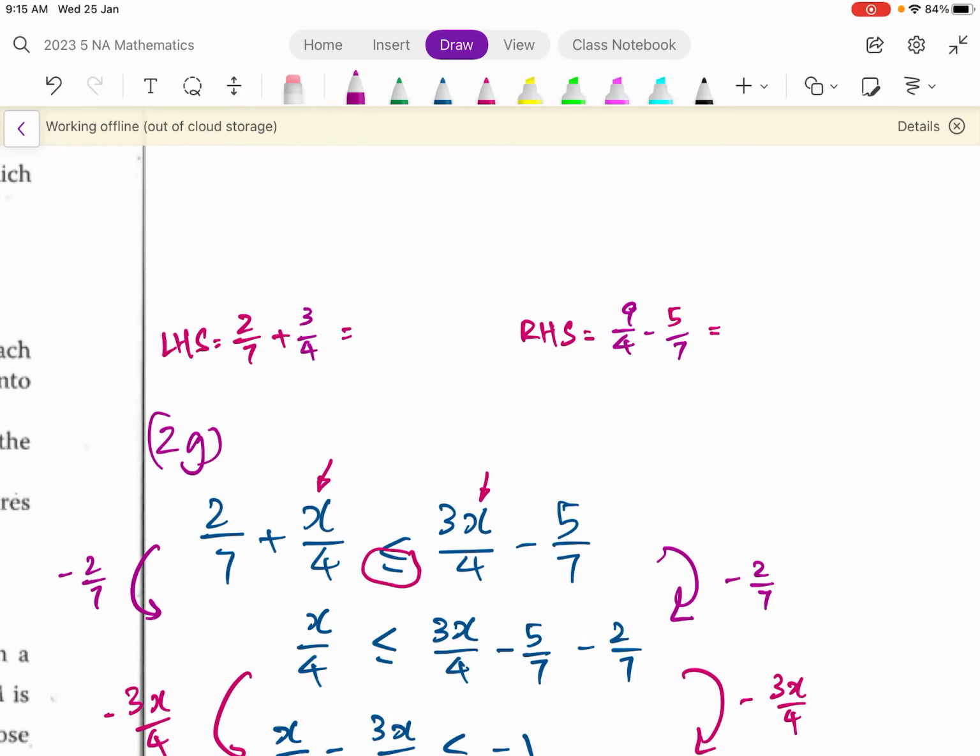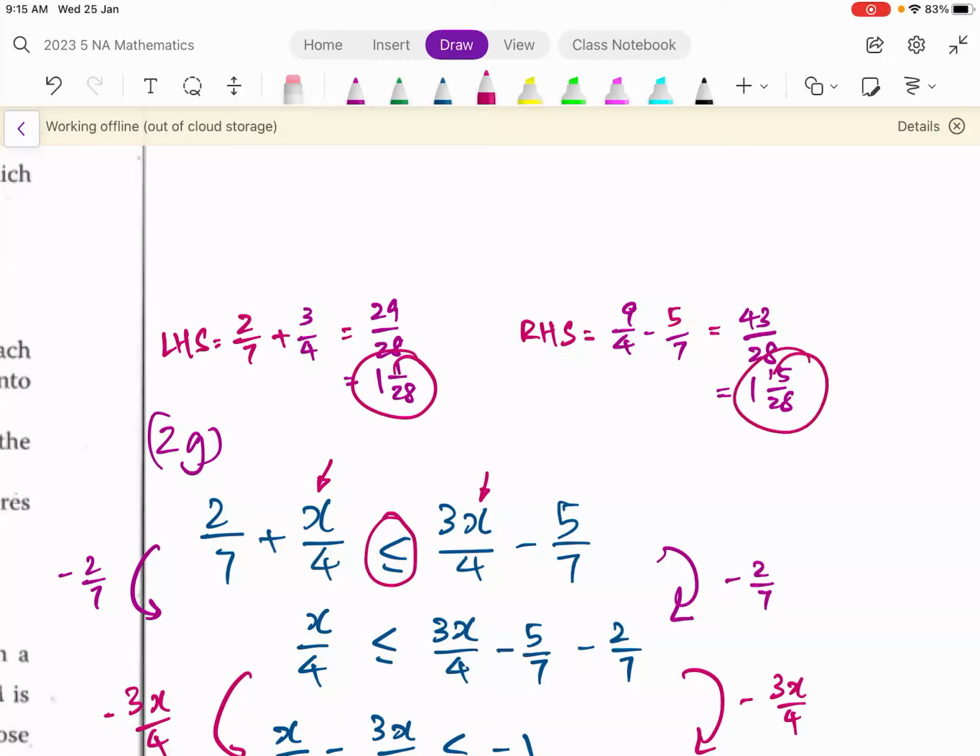Oh, answer. 29 over 28, is it? Okay, so left hand side is 29 over 28. That is equals to 1 and 1 over 28. How about the right hand side? 43 over 28. So how much is it in mixed fraction? 1 and 15 over 28. So can you see that the left hand side is less than the right hand side value? Can you see that? Yeah, so it satisfies the inequality.